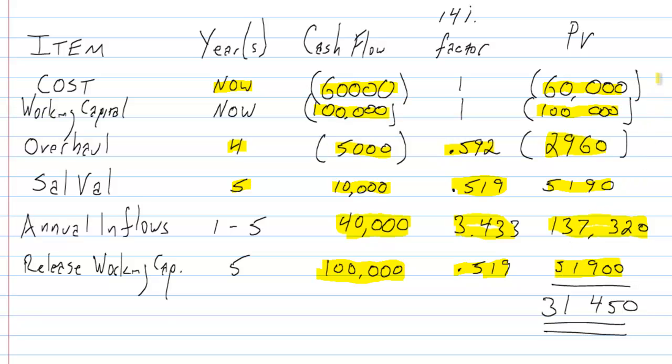When you add up the 3 outflows and the 3 inflows, you end up with a positive net present value of $31,450. Anytime the net present value is positive or 0, it's a green light for the project. If the net present value is negative, we're not going to launch the project because we're not going to make our 14% return. So this kind of summarizes the capital budgeting decisions that you can make using the net present value method. There are other methods. This is just the net present value method.